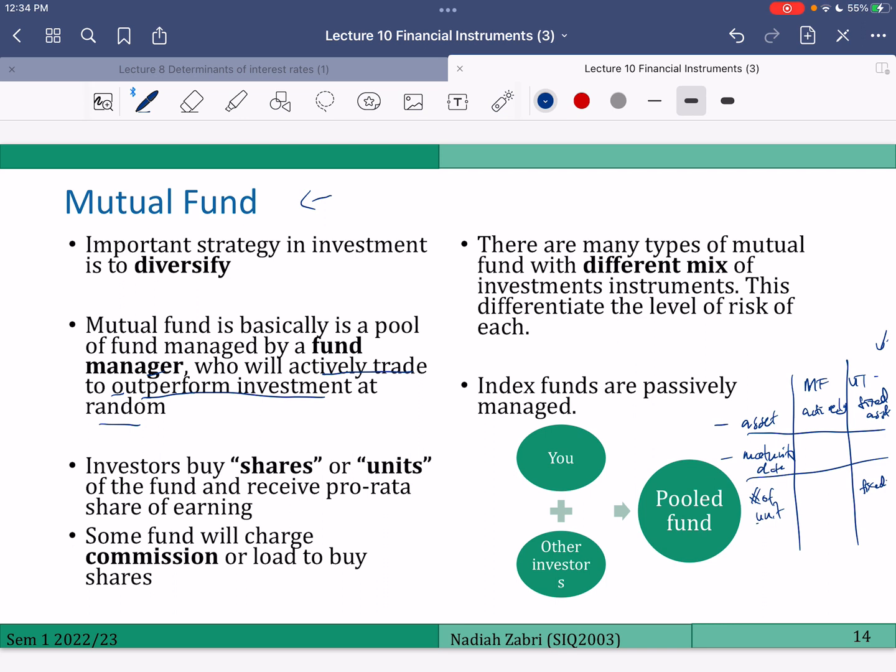If other people want to buy the unit trust, they will buy from other owners. So you just change hands, but they don't add more units. For mutual fund, it varies depending on the demand. If there's more demand, there will be more units. Less demand, fewer units. So you can see these two have some differences, but both of them are a pool of fund.